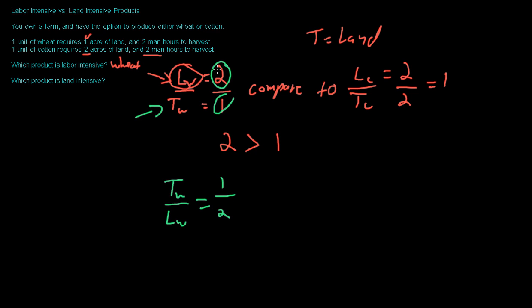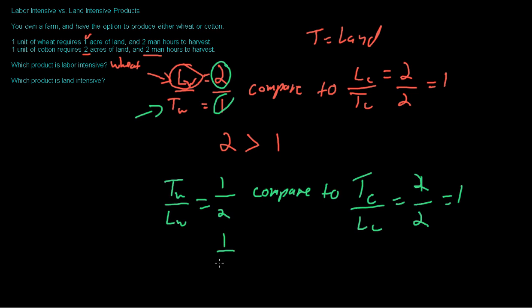And then we're going to do the same thing. We're going to compare that to the amount of land needed for cotton over the amount of labor needed for cotton, which is 2 over 2. Sorry, I'm already simplifying, which is equal to 1. So we have 1/2 for wheat, and we have 1 for cotton. So 1 is greater than 1/2, so we are going to say that cotton is land intensive because land is on top. So cotton is land intensive.